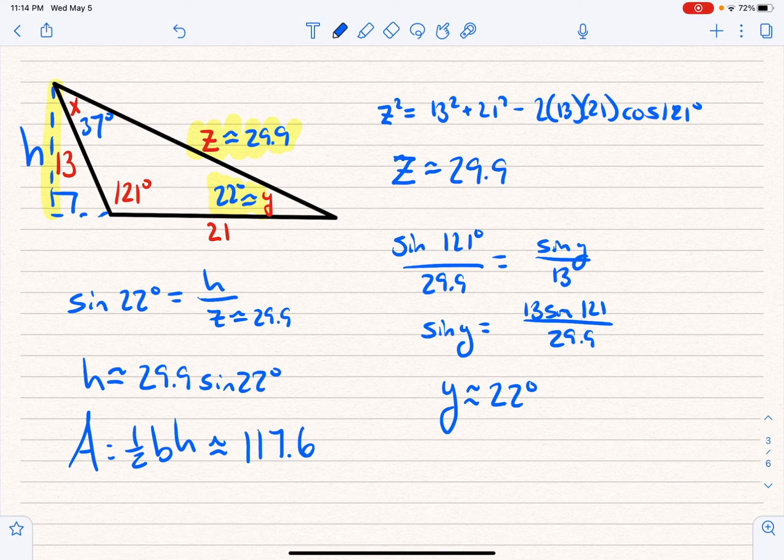All right, hopefully you got the same thing. That's something you should be able to do. No matter what kind of triangle I give you, you should be able to find any and every part of it using law of sines, law of cosines, and maybe some right triangle trigonometry to find area.